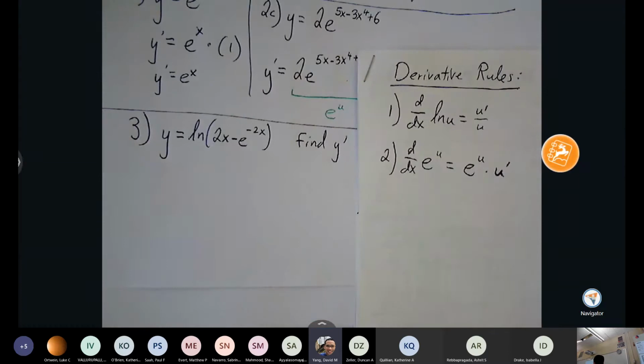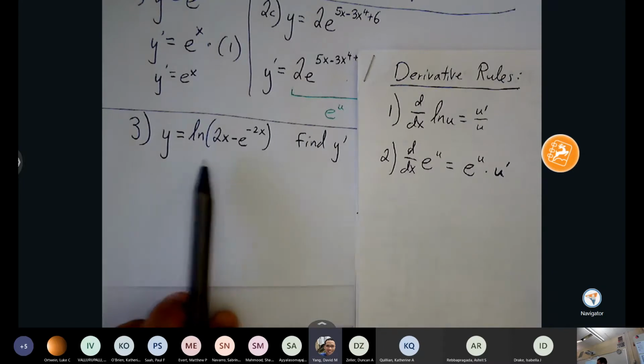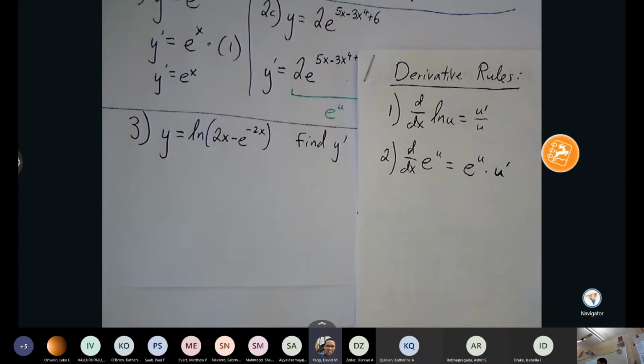All right, so we have 2 rules. Well, there's also power rule, but the 2 big rules that we see are natural log and e to the u. Again, we can't expand this, right? We can't distribute that natural log through. It's stuck in that form. So we've got to make some decisions here. Which rule do we apply first? Obviously, we see 2 rules involved, but which one do we do first? The natural log or the e to the u?